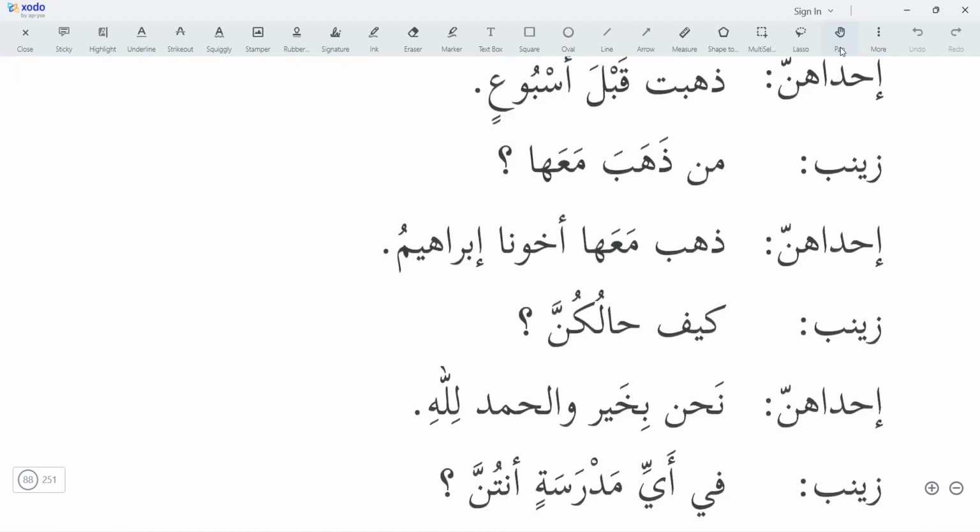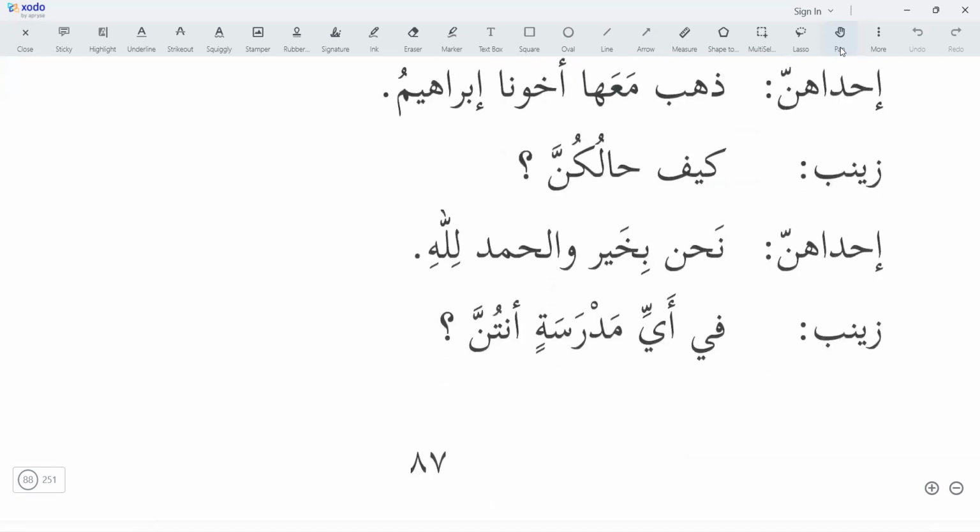Zainabu: Man zahaba ma'aha? Who went with her? Ihdahunna: Zahaba ma'aha akhuna Ibrahimu. Our brother Ibrahim went with her.